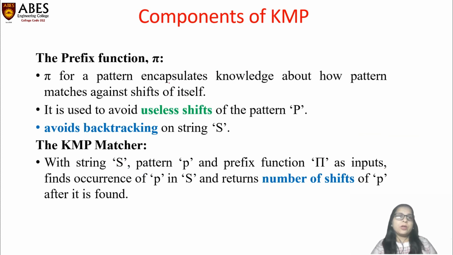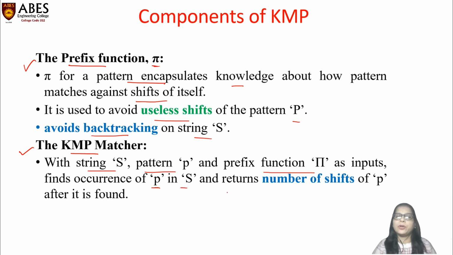The main component in the KMP algorithm is the calculation of a prefix table, also known as the prefix function pi. Pi encapsulates knowledge about how the pattern matches against shifts of itself. It is used to avoid useless shifts of pattern P, and also avoids backtracking on string S. Another part is the KMP matcher, which takes string S, pattern P, and the prefix function pi as input. It tries to find occurrences of P in S by returning the shift values. So for all the possible occurrences where a match is found, that shift value is returned.